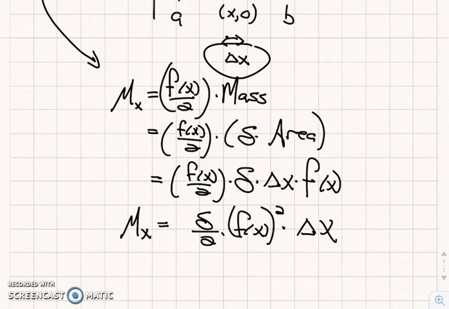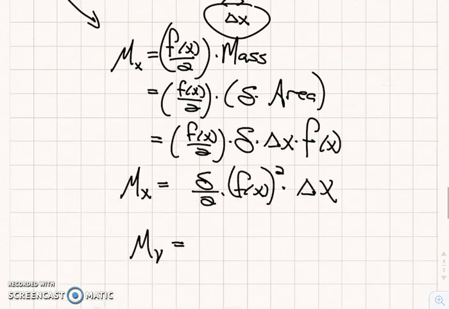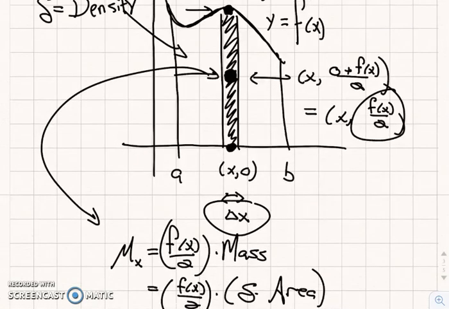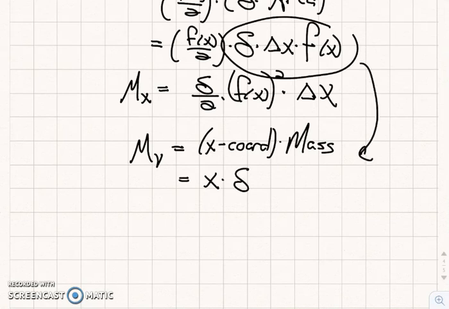That's the x moment. What about the y moment? Well, the y moment is the x coordinate times the mass. And the x coordinate of this plate is just x. So here we get x, and the mass we already went through the trouble of calculating. It's the same expression as this right here. It's density times area. So here we get x, rearranging just a little bit.